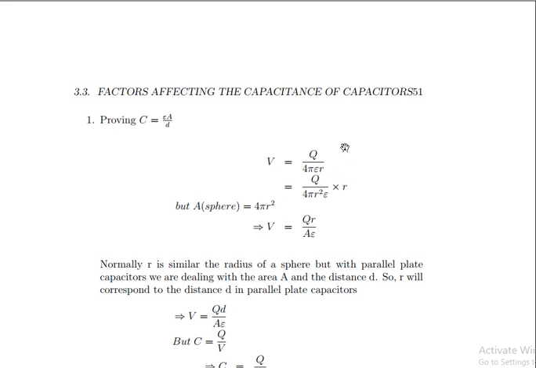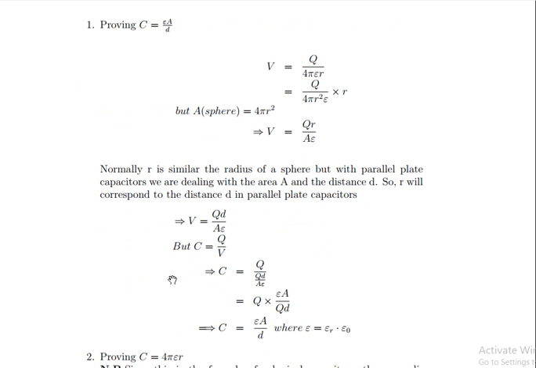If I multiply the numerator by R, I'll multiply the denominator by R too. So I'm going to have Q all over 4 pi R squared epsilon times R. So 4 pi R squared is similar to the area, and R here is similar to the distance. So V is going to be equal to QR all over A epsilon. This R here is going to be considered as a distance.